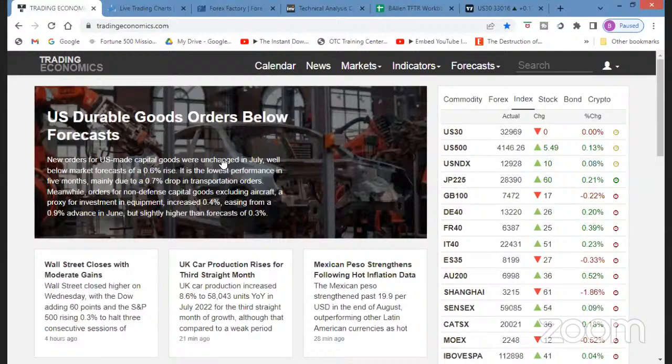If we go over to Trading Economics, we see U.S. durable goods orders below forecast. That's another sign of the tightening. You can see it's the lowest performance in 5 months, mainly due to a 0.7% drop in transportation orders.